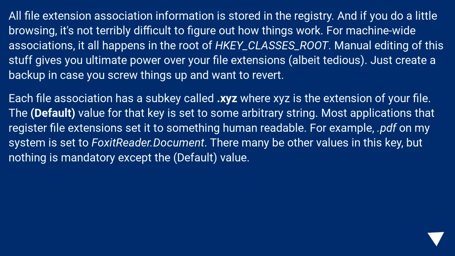Each file association has a subkey called .XYZ, where XYZ is the extension of your file. The default value for that key is set to some arbitrary string. Most applications that register file extensions set it to something human readable. For example, .pdf on my system is set to foxitreader.document. There may be other values in this key, but nothing is mandatory except the default value.